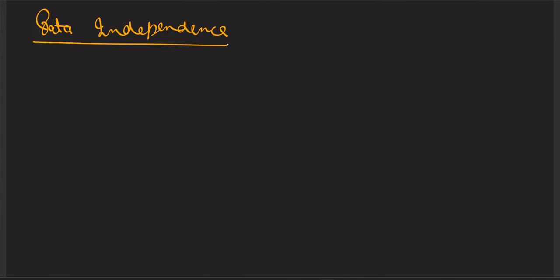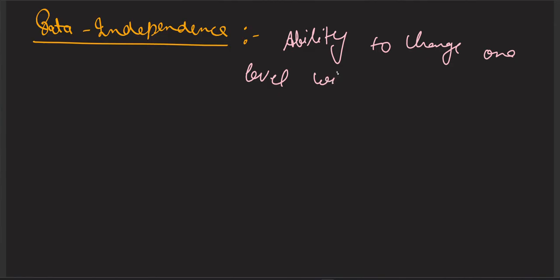So let's talk about our next topic, which is data independence. So what it means: the ability to change one level without affecting the higher level.